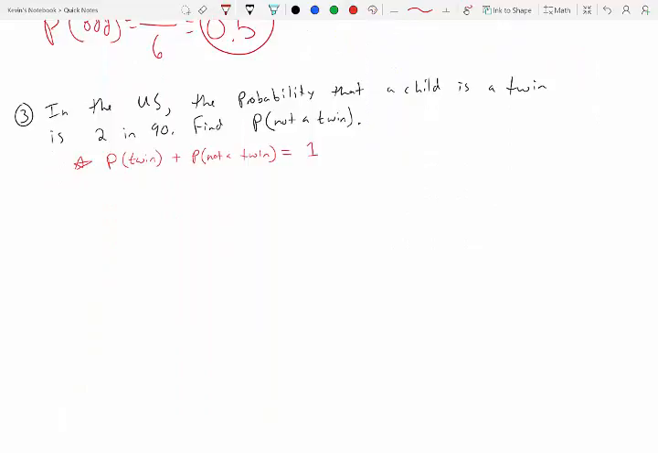And if we go down to here, we'll look at the star first. So we have the probability of something happening and the probability of that not happening. Whenever we have the probability of something happening and not happening, if we add those together, we are going to get 1.